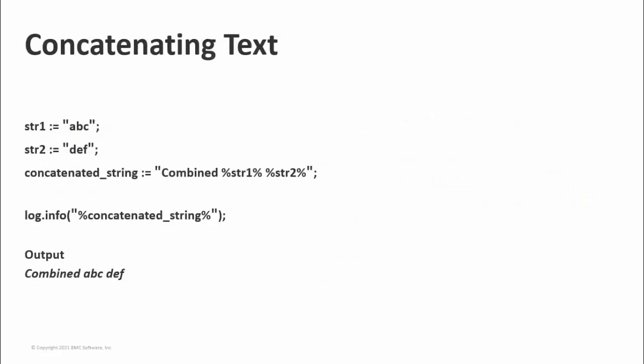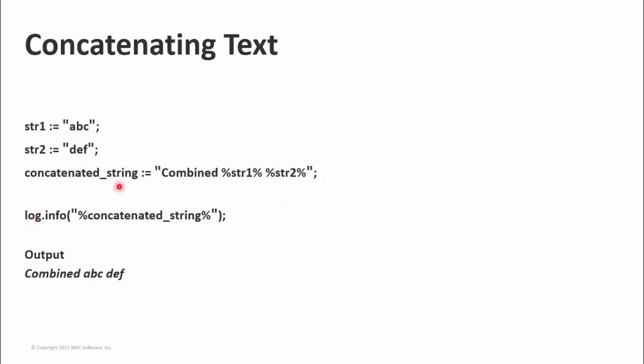There is no text.concatenate function, but concatenation can be accomplished using this syntax here. So, for example, we have str1 and str2, and then I'm going to create a new variable called concatenated string, equal, and then in double quotes, I can put whatever I want and use the percent signs to get the values of str1 and str2.